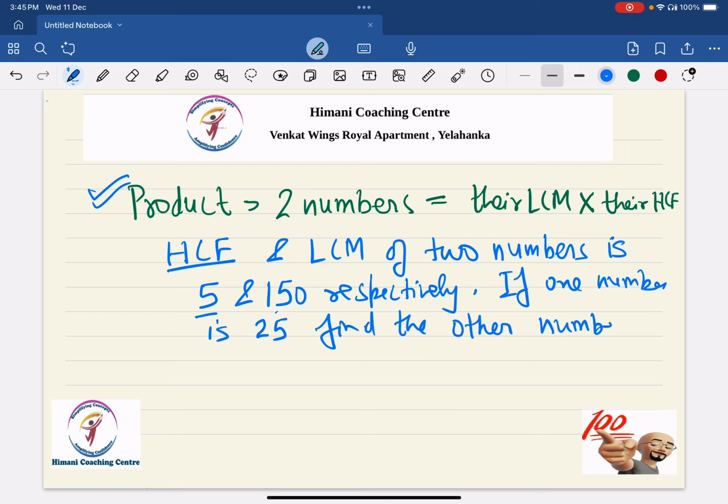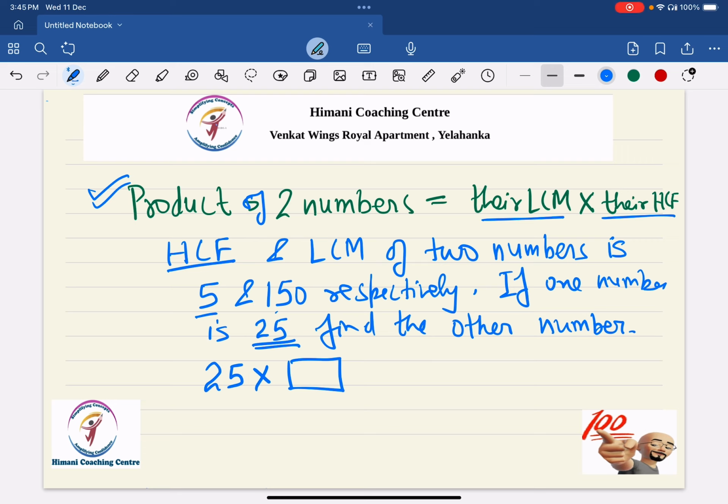Find the other number. So what did we say? We said the product of two numbers is equal to their LCM and their HCF. So one of the numbers is 25. So let us write 25 times, we do not know the other number. Okay, because that's what they said, find the other number.